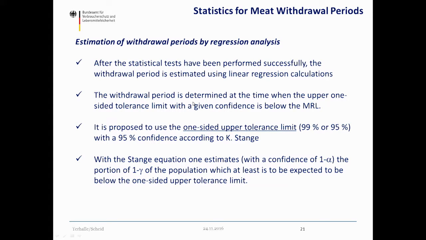So the withdrawal time is determined at the time when the upper one-sided tolerance limit with a given confidence, which is 95-95, is below the MRL. It is proposed to use the one-sided upper confidence limit 95 in Europe with a 95% confidence, and this is the order of this equation.